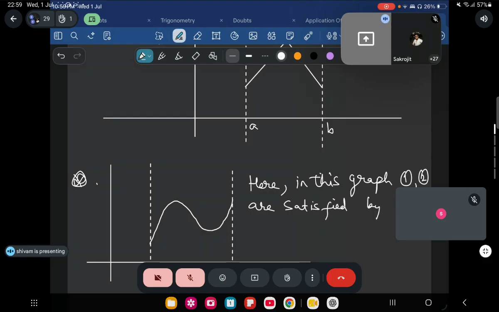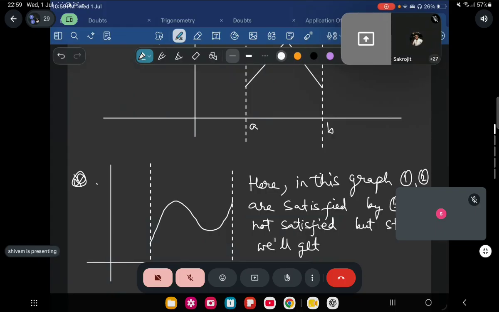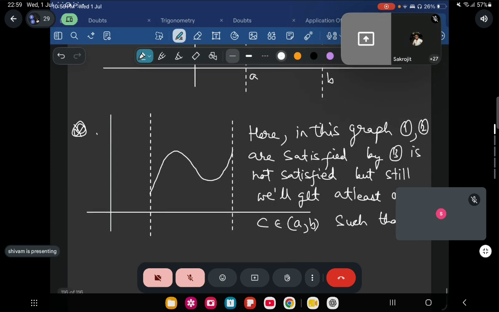But 3 is not satisfied. But still we are getting C of Rolle's, right? At least one C belonging to (a, b) such that f'(c) is equal to 0.